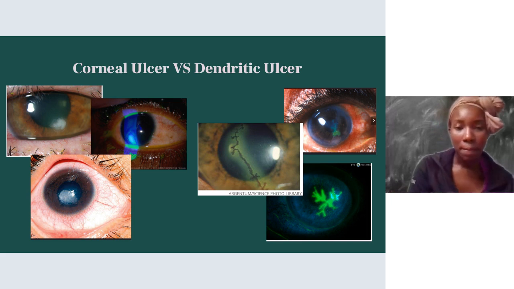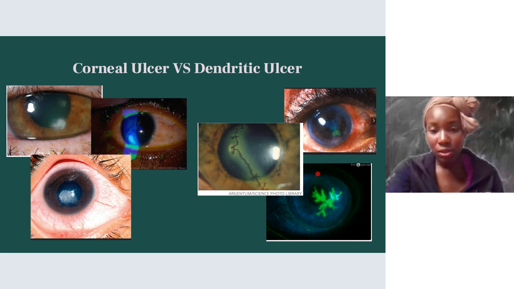All right. Corneal ulcer versus a dendritic ulcer. So what you'll notice, okay, before I say what you notice, what do you notice is the difference between these two? The one is dendrite, I think, is a fungi.